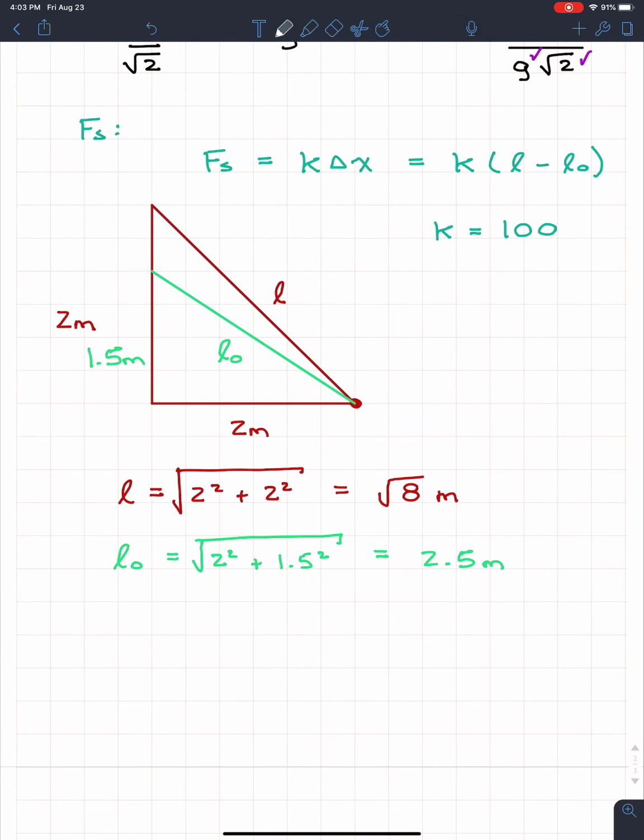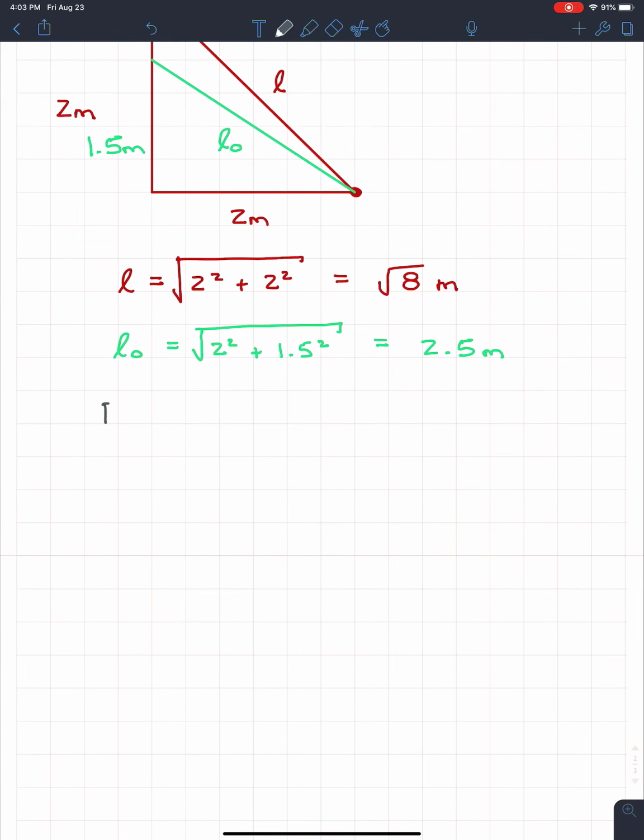Since we know L and L naught now, we can go right into the spring equation and determine the force in the spring. So the force of the spring is going to be equal to 100, the constant k, times L minus L naught. So we're going to have root 8, which I think is like 2.8. You guys can correct me if I'm wrong. So 2.8 minus 2.5. And what we get is that the force in the spring is equal to 32.84 newtons.